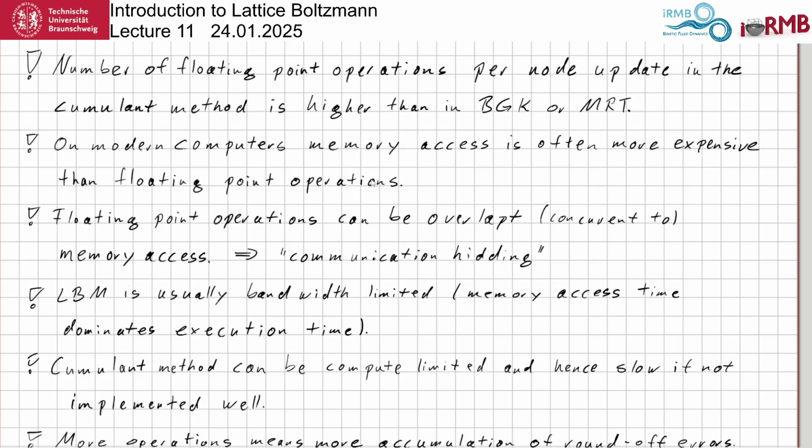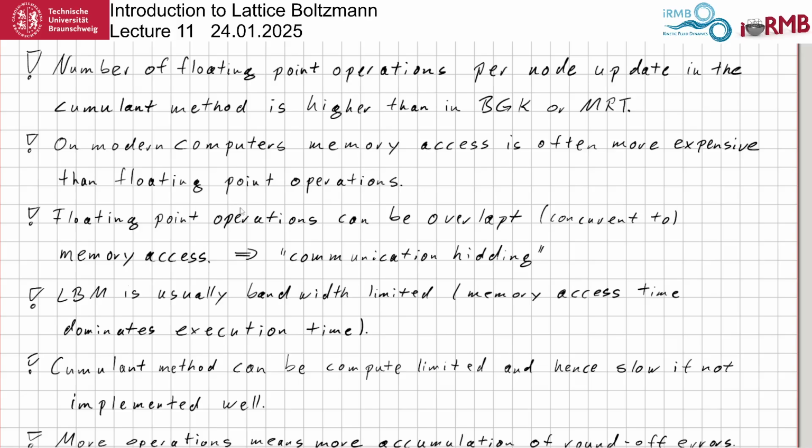So in general, you could think, and this is even sometimes the case, that a cumulant method and a BGK method do not distinguish themselves a lot in their execution speed, because both of them use the same data. So they read and write the same data. They only differ in the number of floating point operations that they do, but the floating point operations themselves are not that expensive.